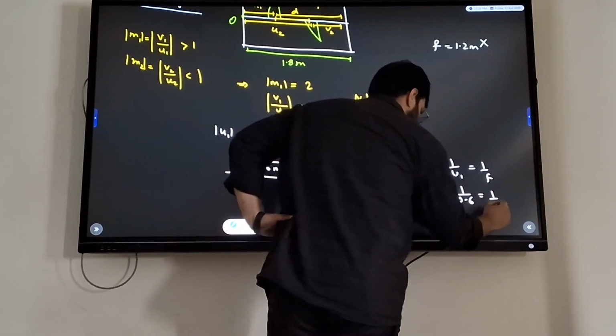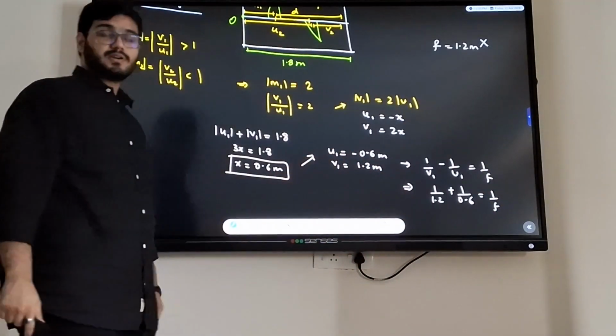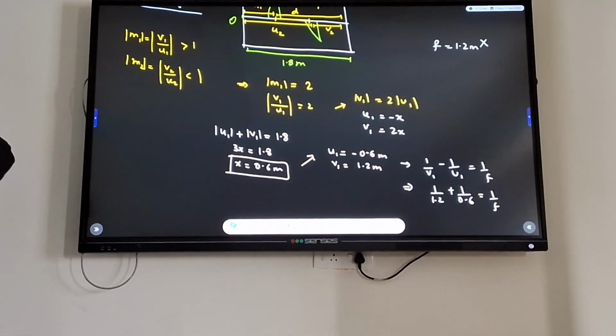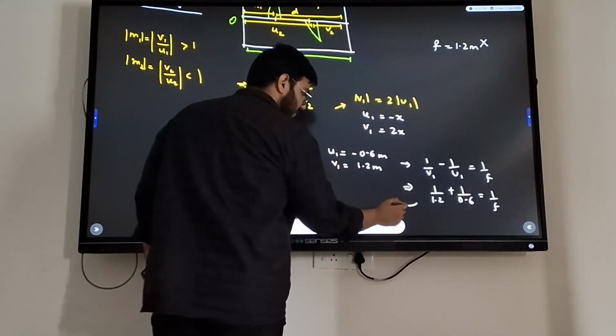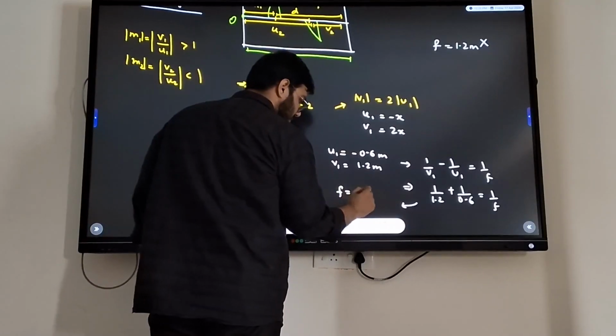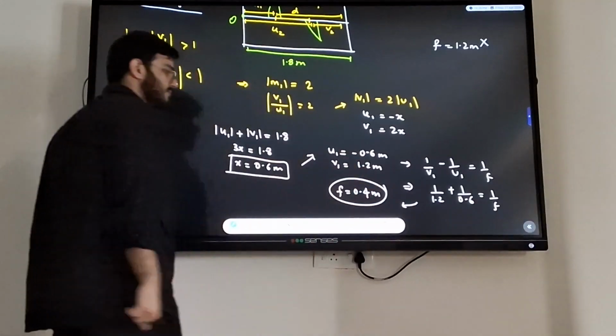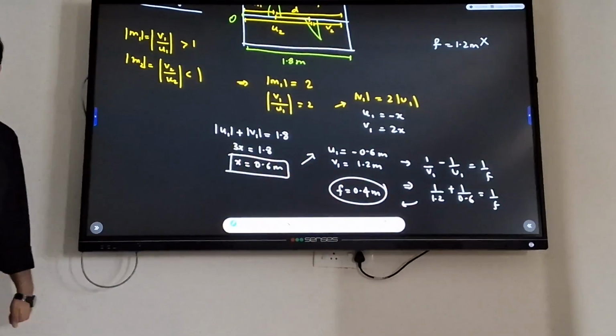Can you tell me the LCM, I think multiply and divide by 2, 3 by 1.2. 3 by 1.2 is 1 by 0.4, and you will get F as 0.4. I found my focal length.